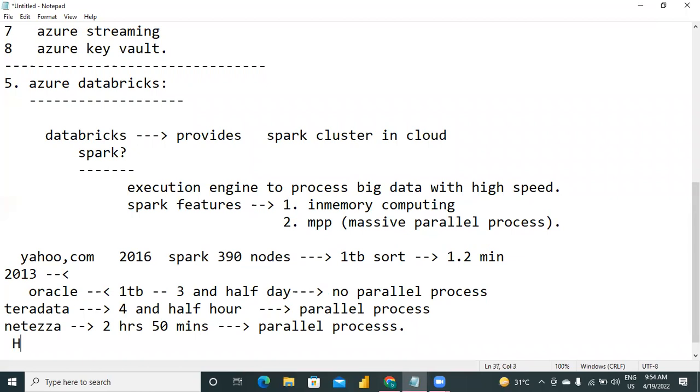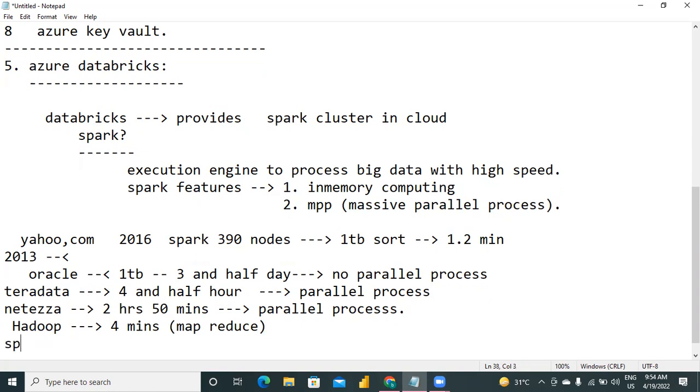After that, Hadoop kind of systems came to the market in 2011, but the test was done in 2013. Hadoop did a 1 terabyte sort with 390 nodes in 4 minutes. At that moment, the backend execution model was MapReduce, not Spark.